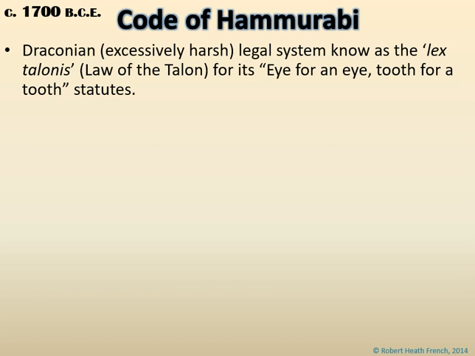Hammurabi's code can be referred to as draconian, meaning excessively harsh. It's a legal system known as the lex talionis, or the law of the talon. And it's well known for its eye for an eye and tooth for a tooth statutes, as well as life for a life. We can use this political and legal system to compare and contrast with our own, and ponder how much our understanding of justice has changed or not changed over the last nearly 4,000 years of the history of civilization.